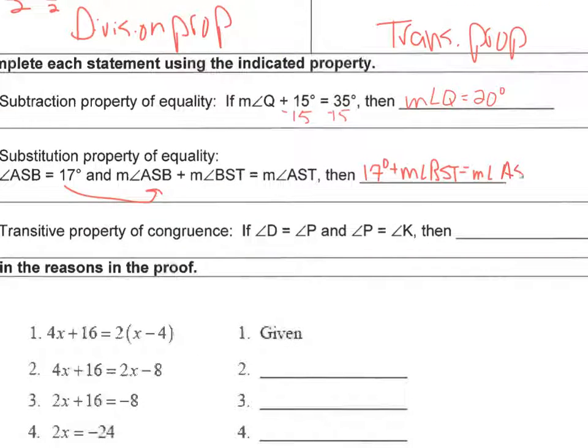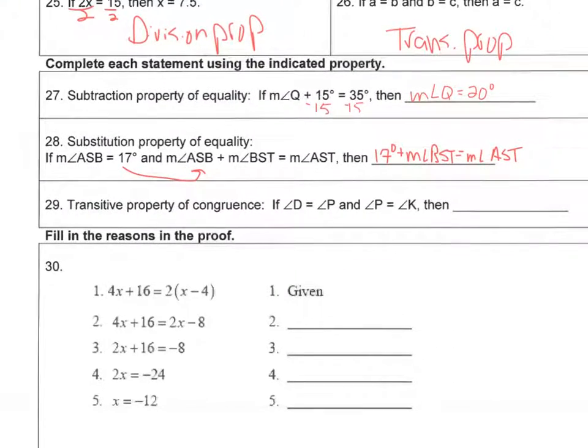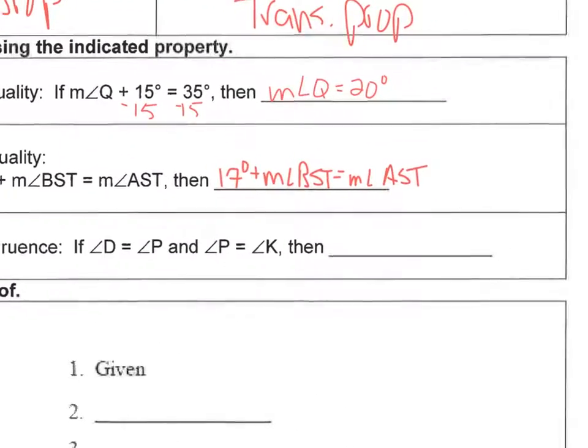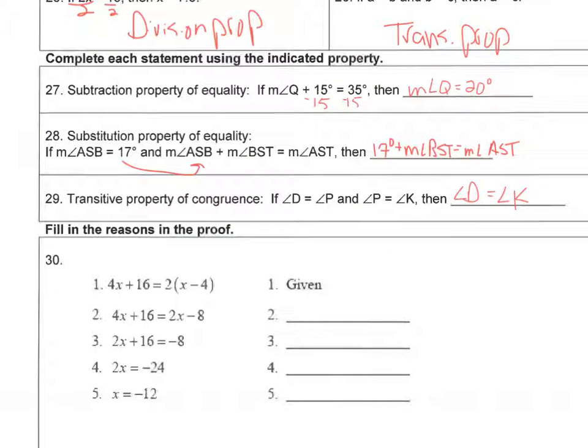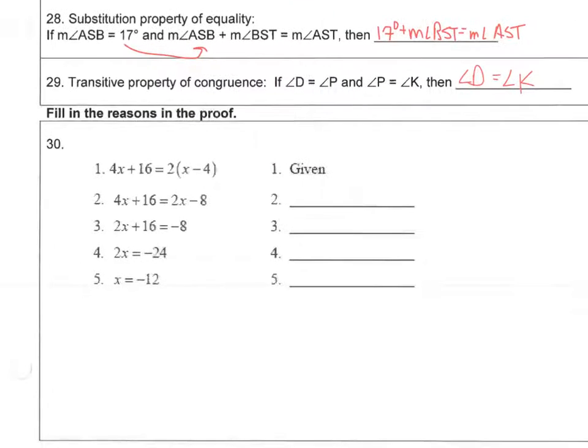And then lastly, the transitive property, if angle D equals P and P equals K, then angle D must equal angle K. So pretty easy, and y'all have actually done very well on those, but just make sure you look over them before the test. Let's see, now we get into the proofs. This should go pretty well for you guys. It's gone pretty well recently, so just remember to say what you're doing every step.